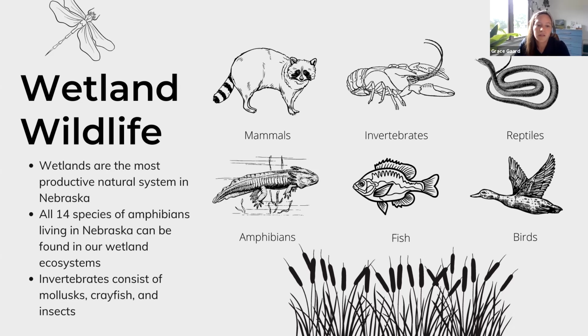Invertebrates consist of not necessarily just insects, but also things like crayfish and mollusks, like snails. Those are things to keep in mind. It's also important to keep in mind that wetlands are the most productive natural system in Nebraska. That just means they have qualities that allow them to support lots of species and produce a lot more of themselves. That includes plants.